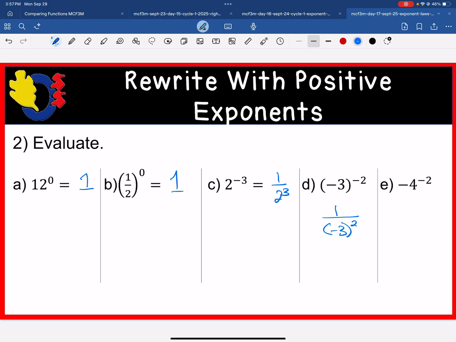The next one, however, the negative is not in a bracket, so the negative is going to stay with the numerator, and the 4 squared is going to go in the denominator, and we put a 1 there as a placeholder.